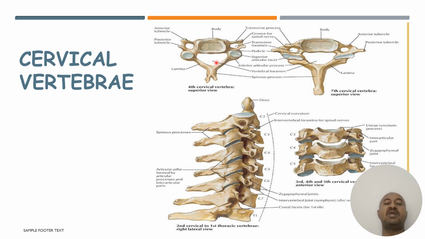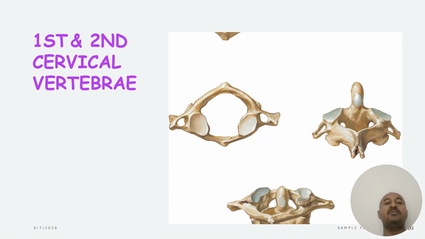But as we said, the seventh, which is here, is atypical because it has a long spine, and this spine is not bifid. This is why the seventh cervical vertebra is not a typical vertebra. Then in the next slide, let's study C1 and C2 and identify why they are atypical vertebrae.